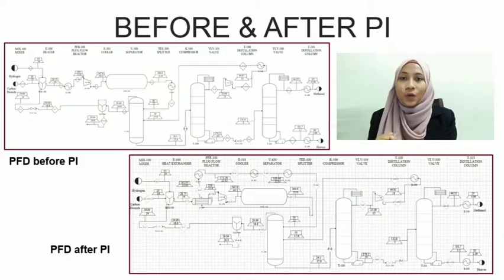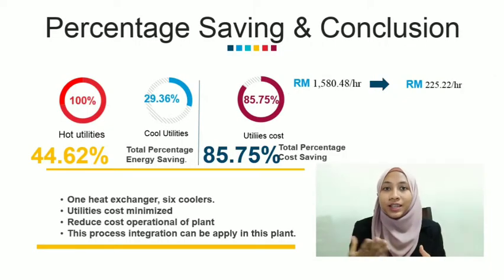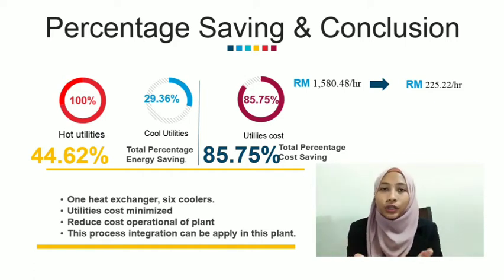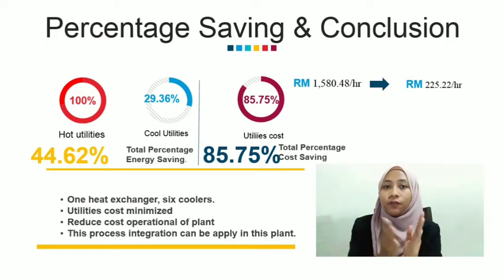So here is the comparison PFD between before and after the process integration. After process integration, we can see that there is a lot of saving here. For energy savings, there are no external hot utilities. You can say that it is 100% saving for the hot utilities, and there is 29.36% saving for cool utilities. And if we refer to the utilities cost, we can save around 85% of it.